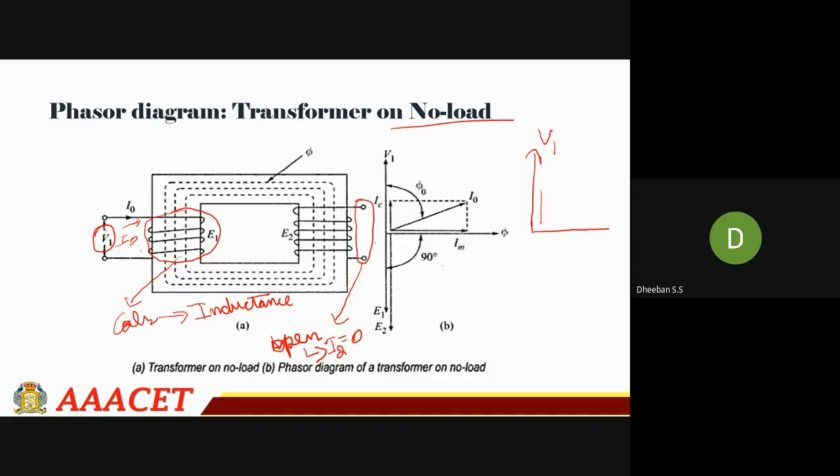So I naught. This will be your IC, and this will be your IM. I'll be explaining about IC and IM while taking up the equivalent circuit of your transformer. For now, just look at this V1 and I naught. These all come under your induced EMF.